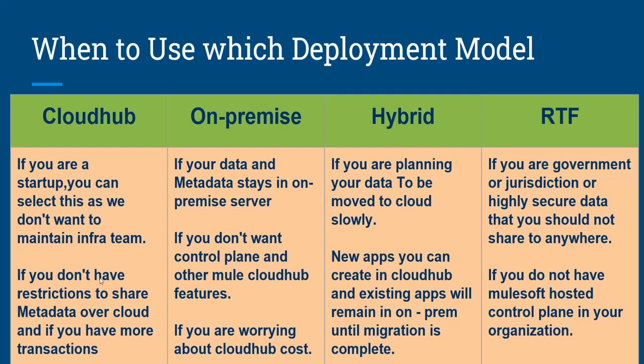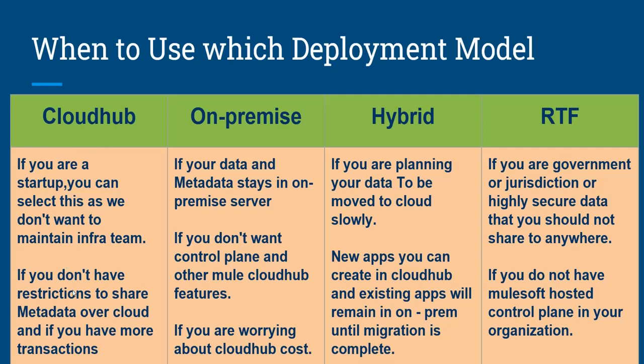So let's see a couple of points by using which you can actually select the deployment model. You can go with the Cloudhub model if you are a startup company, because you don't want to manage any infrastructure team. Infrastructure team means they need to maintain the servers. They are going to install the servers, patches, updates, everything. If you are a startup company, you don't want to invest much time or money in that infrastructure team. So in that case, the Cloudhub model is suitable for you.